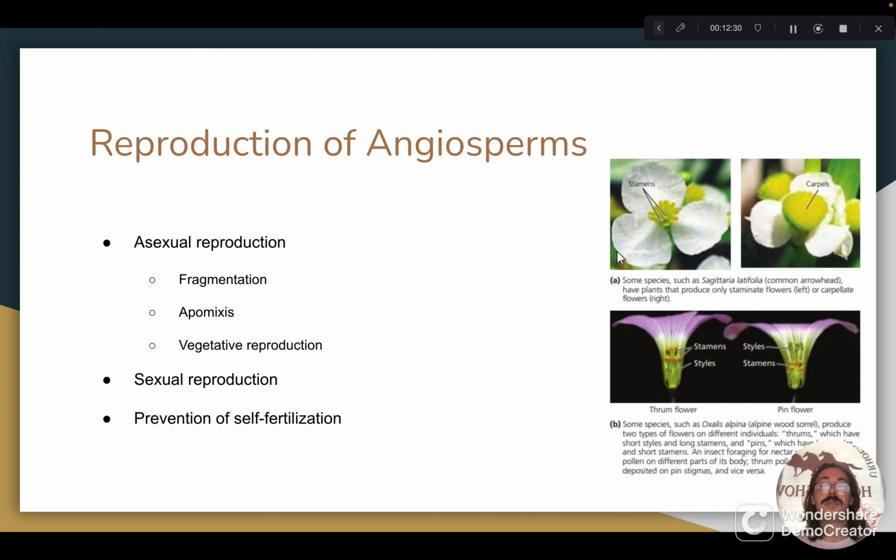Angiosperms also reproduce sexually, and both sexual and asexual reproductive mechanisms have their respective advantages. Some advantages for asexual reproduction: there's no need for pollination. Plants can pass along their entire set of genetic information, which can be advantageous if a plant is very well suited for its environment. It will produce offspring that are very well suited for its environment and have a high chance of success.